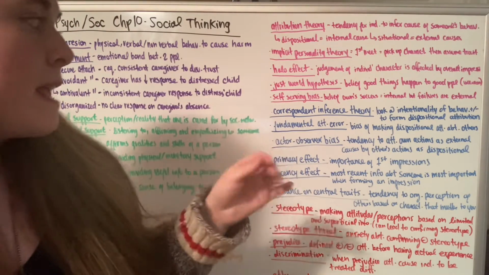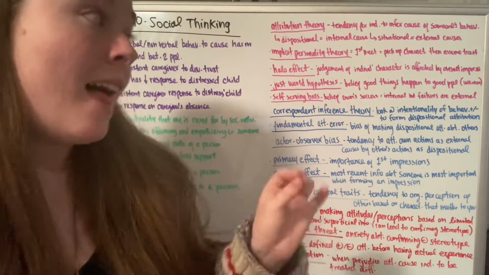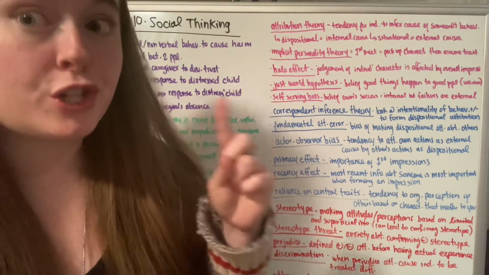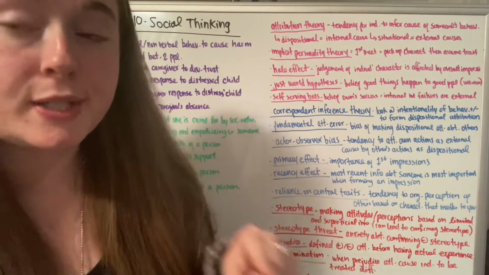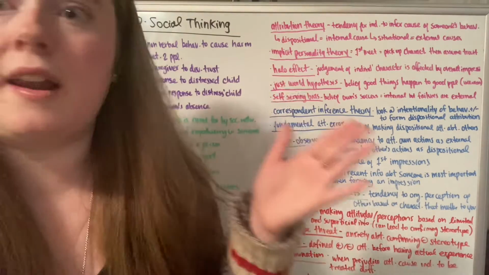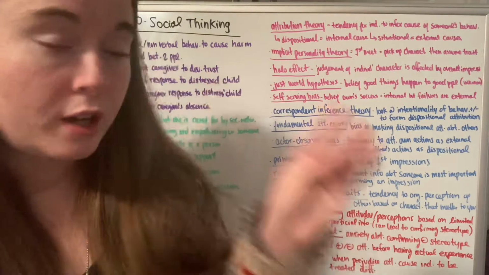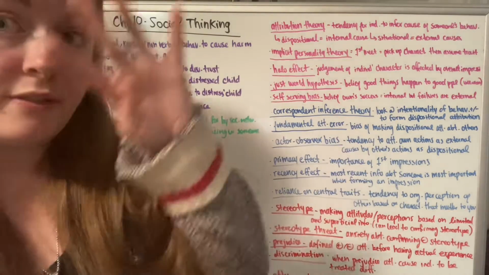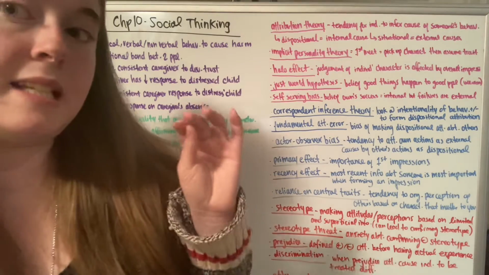So next we have the correspondent inference theory, which looks at the intentionality of someone's behavior, and that if they're trying to help us or if they're trying to hurt us, we form a dispositional attribution about that person. So if they do something that helps us and we know the intention was to help us, we're going to think, oh, they're a kind person, so empathetic and things like that. But if they do something that tries to hurt us, we're going to make a dispositional attribution and say they're a mean person, they're a rude person, they're selfish.